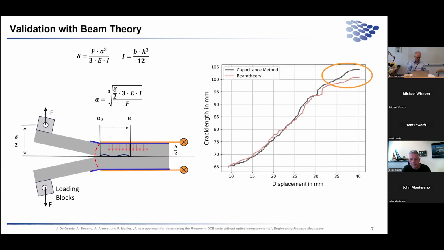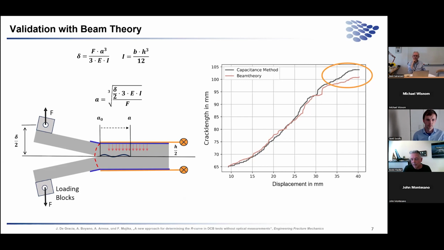Then we validated this, because we can also do this test without measuring the crack length, just with the beam theory. The equations are given here, and you see on the right-hand side that the black curve is the capacitance method, and the colored curve is the beam theory. You see that at the very end, the beam theory has some deviation from our capacitance measurement. This is because at high displacement, so crack opening, the beam theory is not valid anymore.